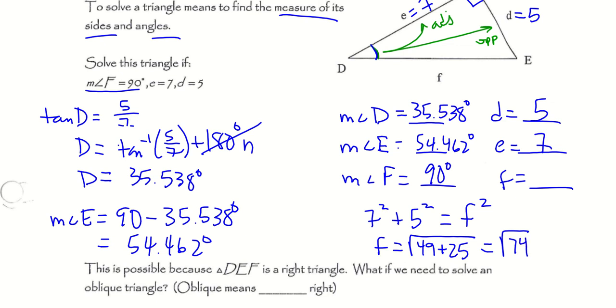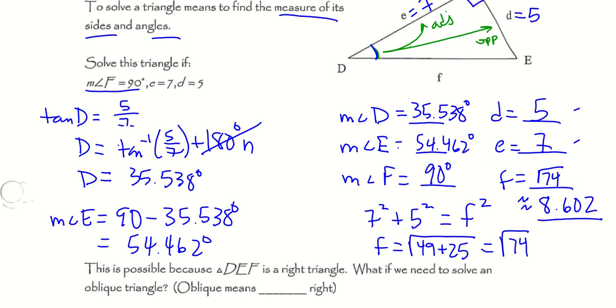Let's just do this. F is the square root of 74, or if we want to know about how big it is, we can evaluate that with the help of our calculator, and we get 8.602. One thing to think about is, does it make sense that the hypotenuse is longer than either of the two legs? Answer, of course, is yes.